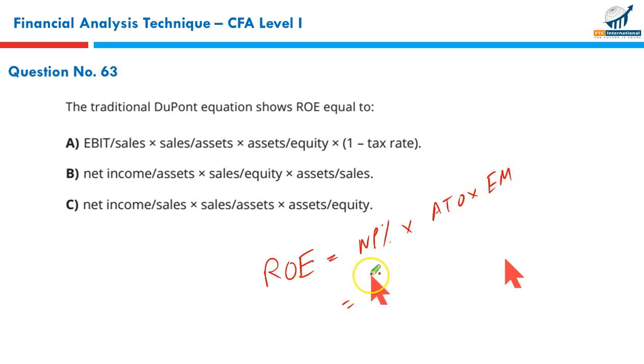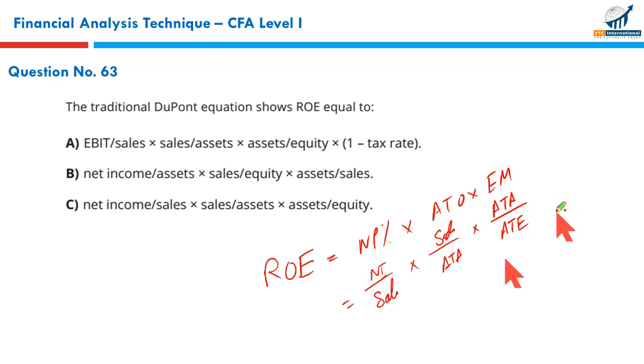Net profit percentage, it's net income upon sales. Assets turnover, that is sales upon average total assets. And equity multiplier, that is average total assets upon average total equity. So where do we see these?